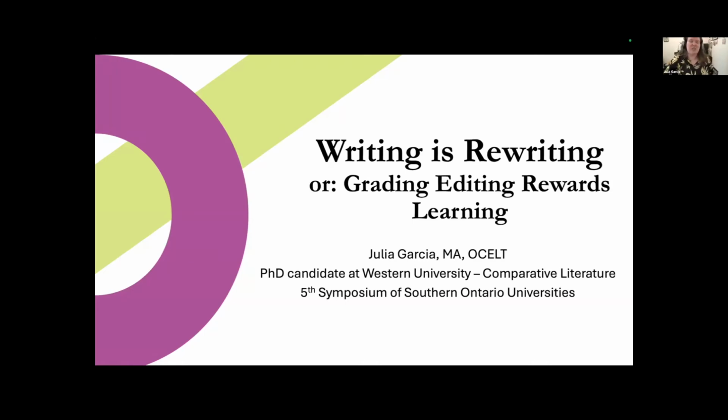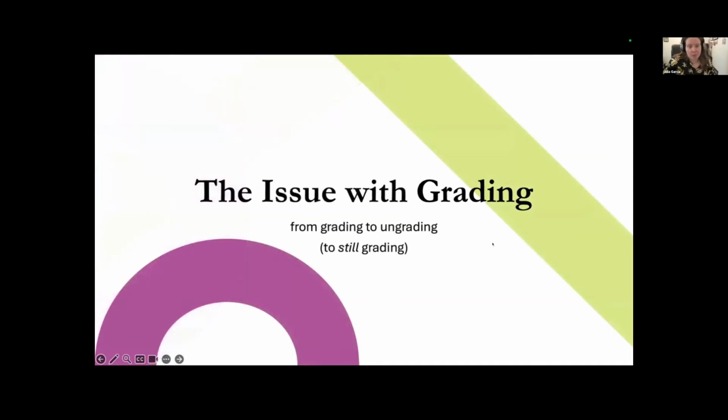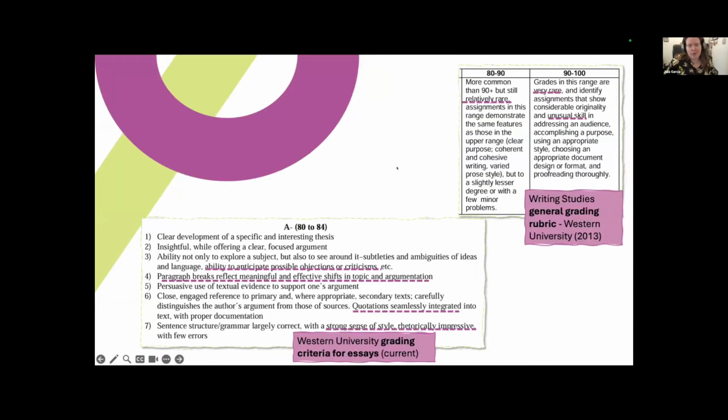All right, thank you. So writing is rewriting, or grading writing, editing, reverse learning. I'm going to start talking a little bit about grading, because grading is a big issue we deal with as instructors and as students as well. So I'll go a little bit from grading to ungrading. And I wanted to start with the grading criteria at Western University, which is where I am located.